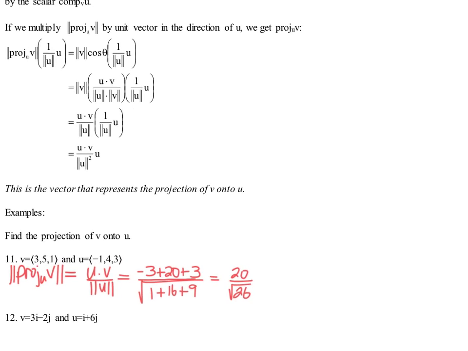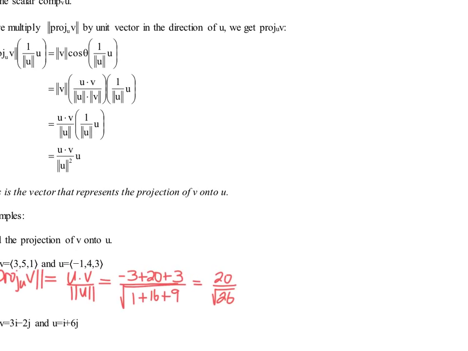All right, so what they're asking us for here is the projection of v onto u. We were able to come up with the magnitude of the projection, but I actually want the projection itself. So I need to figure out what that would be if it were multiplied by a unit vector in the direction of u, because we are projecting specifically onto u.